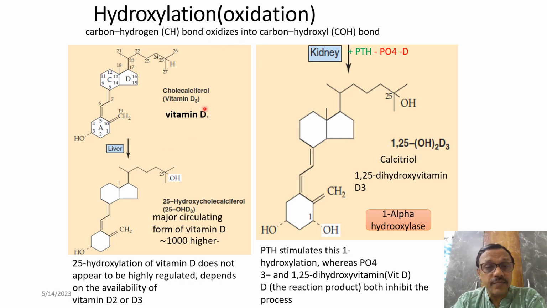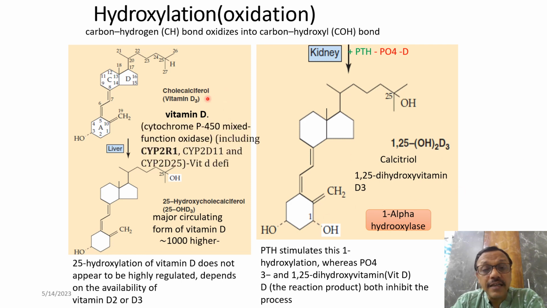So when this vitamin D3 arrives in the liver, one OH group is added at position 25. Now when this molecule goes to the kidney, under the effect of the parathyroid gland, a second OH group is attached at position 1, again under the effect of a certain enzyme. So here the cytochrome P450 enzymes, including CYP2R1.